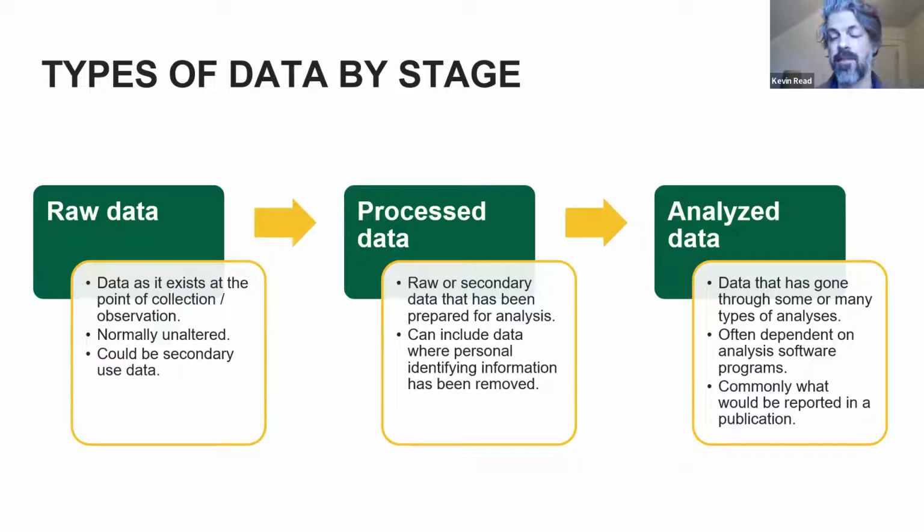And then finally, we have analyzed data, which is data that has gone through some sort or many types of analysis. These are often dependent on types of software. So some of you may be familiar with tools like R or SPSS or SAS. And this is what you would commonly see reported in a publication. So analyzed data often results in figures or tables that are put into a publication for use. But at every stage, your data is going through a different process and it's changing. And so making that data understandable is really important.